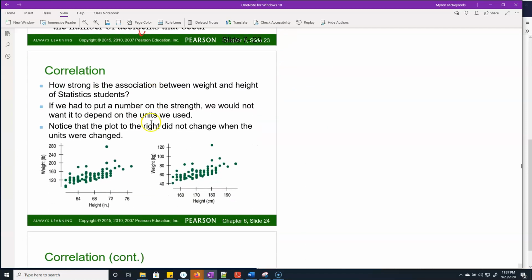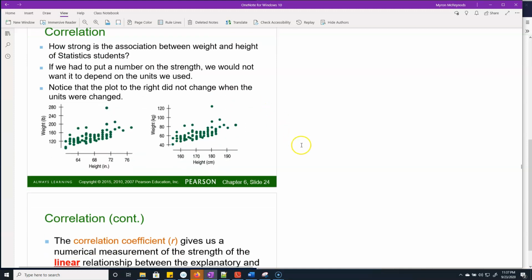All right, so let's start with correlation now. We've been talking about association. Now we're going to talk about correlation, which is a way to calculate the association of a linear relationship. It has to be linear to be able to calculate correlation. If we had to put a number on the strength, we would not want to depend on the units that we used. If we had to talk about how strong the correlation is, we don't want to use a unit.